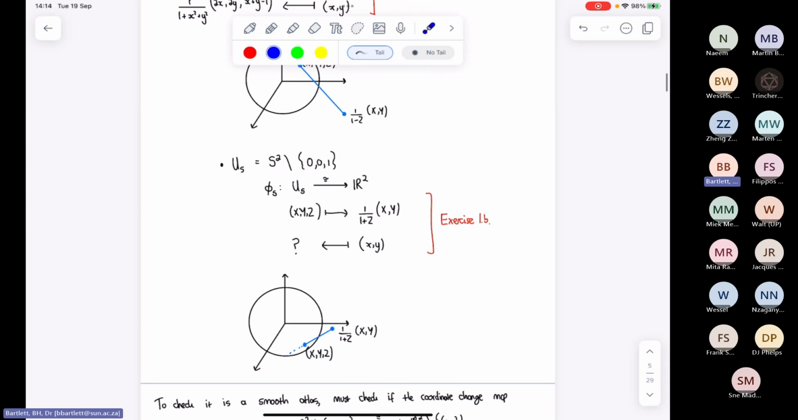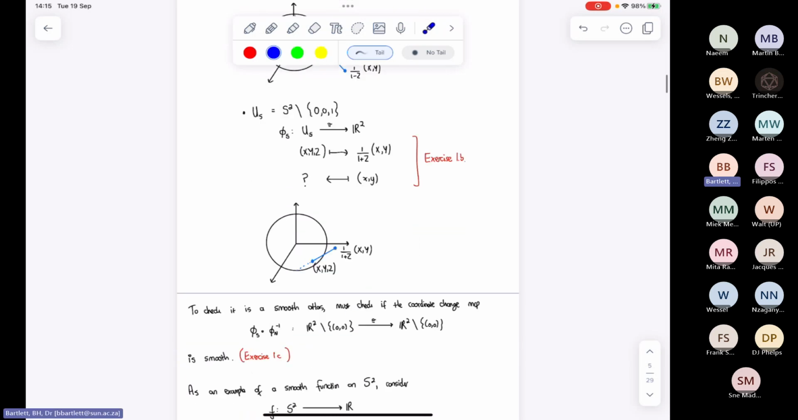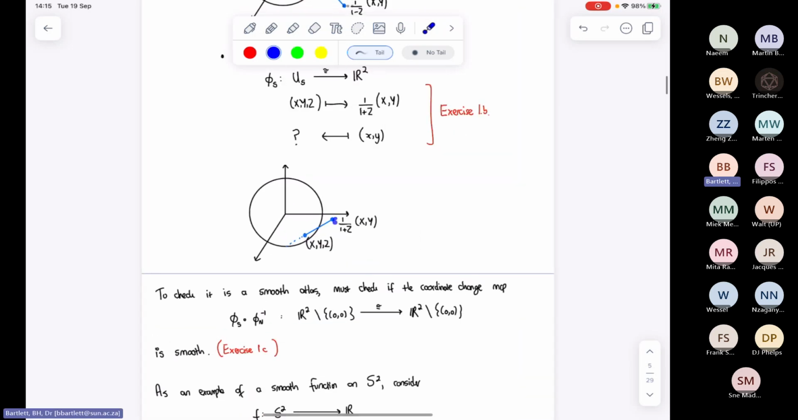And to check that this is a smooth atlas, I've got to check if the coordinate change map is going to be smooth, right? So I take a point in R2 and I use reverse stereographic projection to the North Pole and then stereographic projection from the South Pole. And that gives me a map from R2 to itself. R2 minus the origin, because the origin is not going to be in the domain of both charts, or the image of both charts.